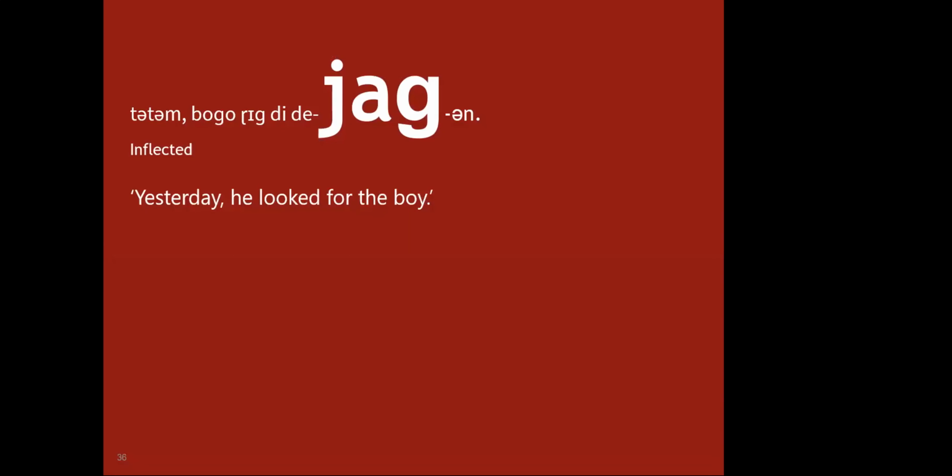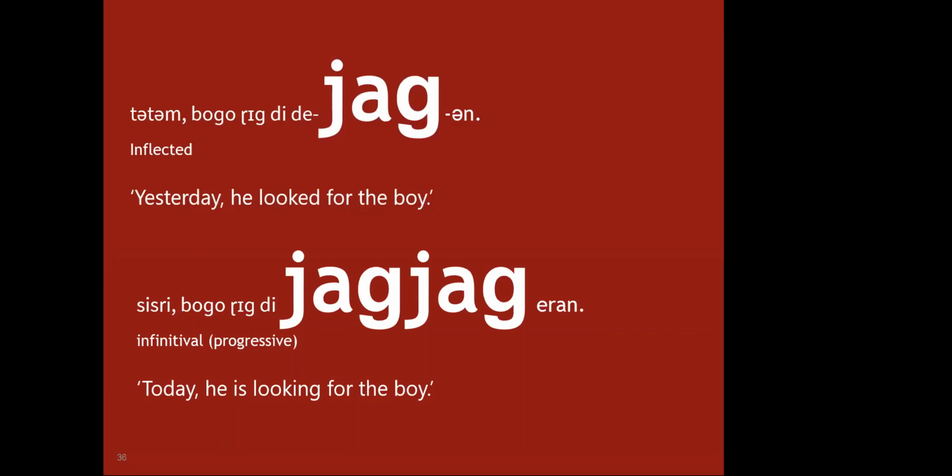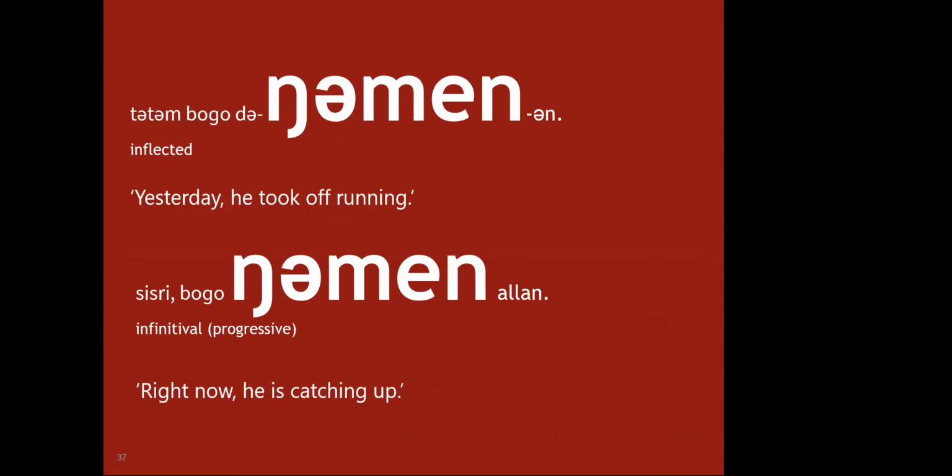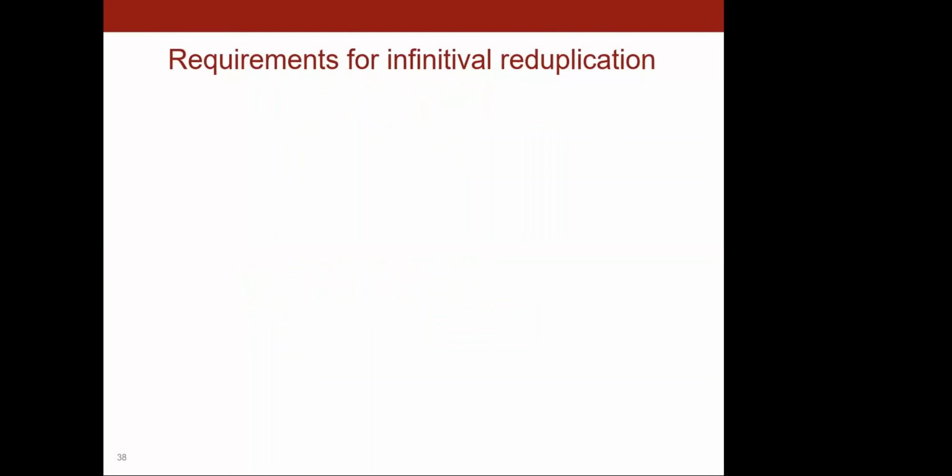So if we look at the verb to look for, which is jag, when it's in the inflected form, it's realized as jag, but in the infinitival form, it's realized as jag. It's doubled or reduplicated. However, not all verb roots reduplicate in the infinitive. We already saw a couple verbs that don't, and this one doesn't either. So the verb ngamen, which means to take off running, is ngamen in both its inflected and its infinitival forms.